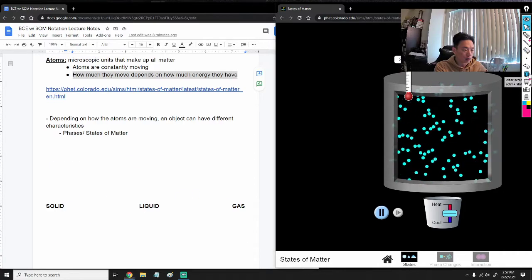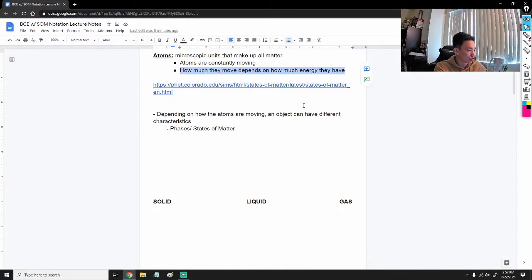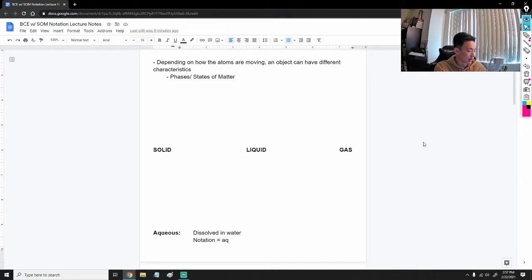Now, there is one more thing we need to remember, and it's that sometimes in chemical reactions, which is what we're going to be going back to, the molecules are sometimes dissolved in water. So a lot of times when we do chemical reactions, we're going to have chemicals inside of water. So we're going to have water, and then we're going to have chemicals dissolved inside of that water. When a chemical is dissolved in water, it's known as aqueous, which means it's dissolved in water. And we note that by writing AQ.